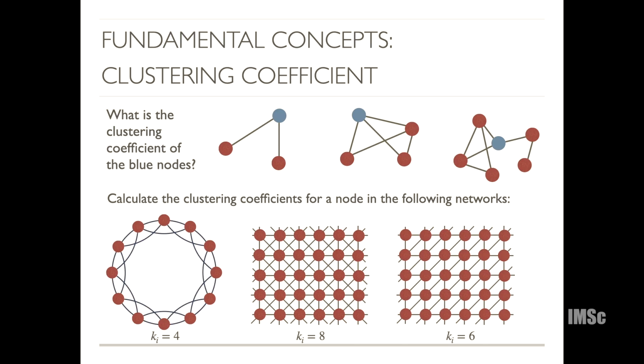Here are some slightly more challenging ones. What about this case? Here we have a ring, and each node is connected to its 2 neighbors on the left and the right, but also to the next nearest neighbors, the one over here and the one over here. Every node has the same sort of neighborhood structure, so they should all have the same clustering coefficient. So for a given node in this network, can you find the clustering coefficient?